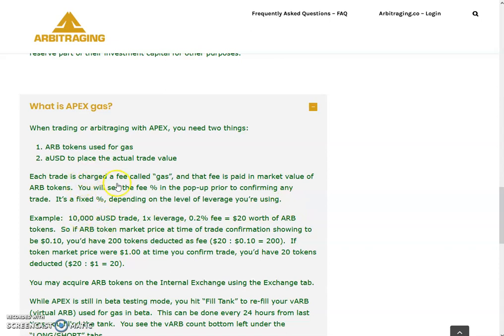I hope you have already understood that ARB token will be used as gas and AUSD will be used as a trading value asset, okay? Whenever you open a trade, it will have a percentage of fees, which is called gas, and you have to pay that fee in ARB coins. In arbitrage trading, the fee is fixed, which is 0.20%, and in leverage trading, the fees differ, okay? The more you leverage, the more fees you will pay.